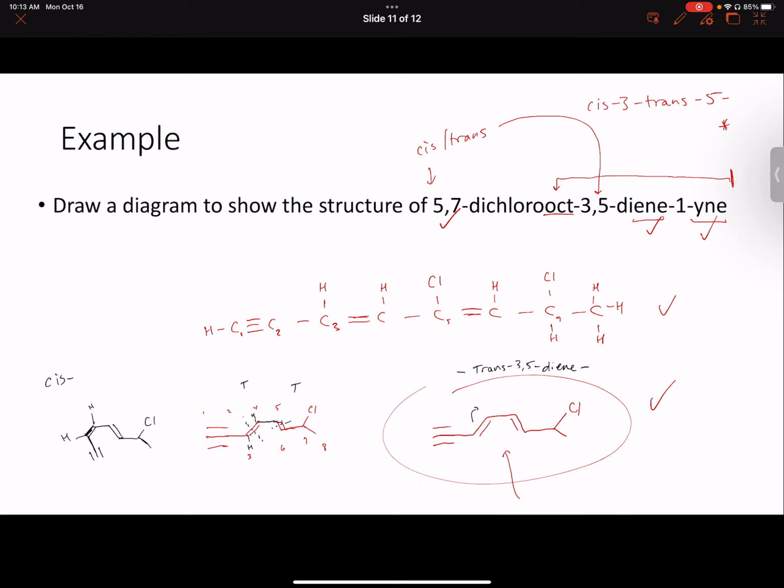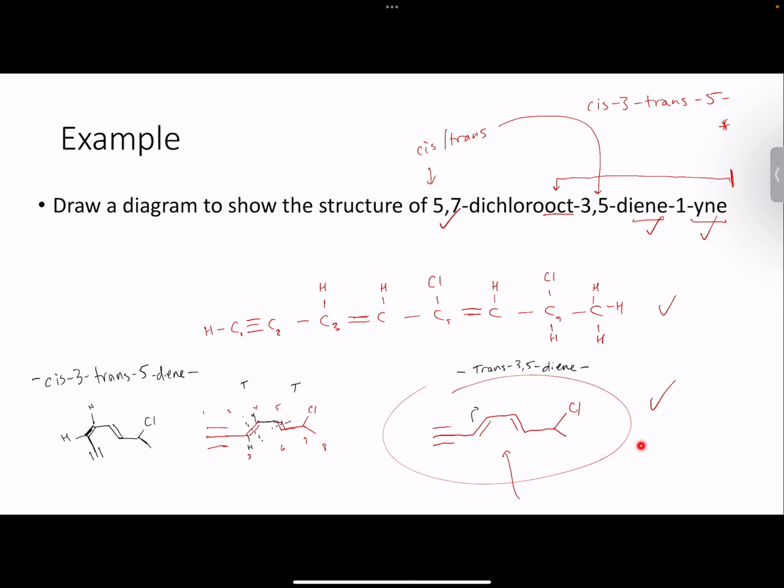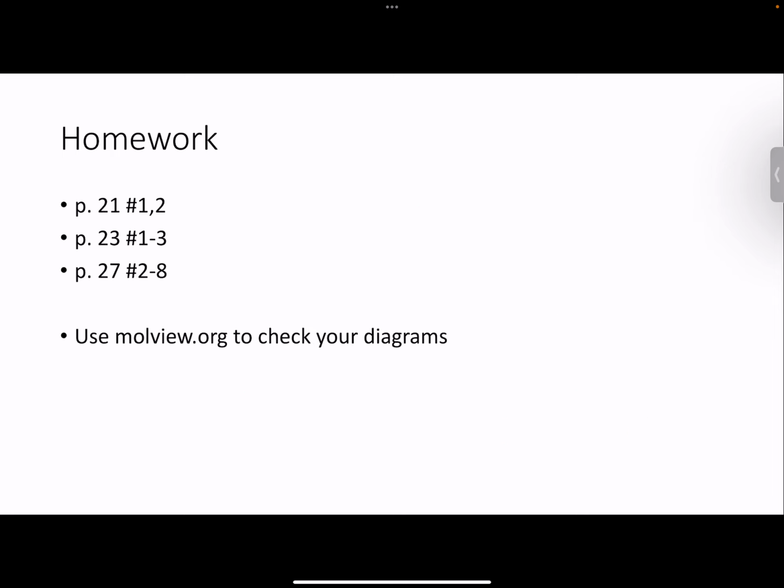This would be cis 3, trans 5, diene, and then the rest of the name before and after that. And then the one that we drew over here on this far side would be trans 3,5-diene. So hopefully you can see the difference between those. The alkyne concept is not difficult at all, just remembering to keep it linear and using the YNE ending. So good luck. Remember, check the molecule generator moleview.org to help you with the shape of these big complex molecules, and that'll really help you to start visualizing where the shapes come into play.